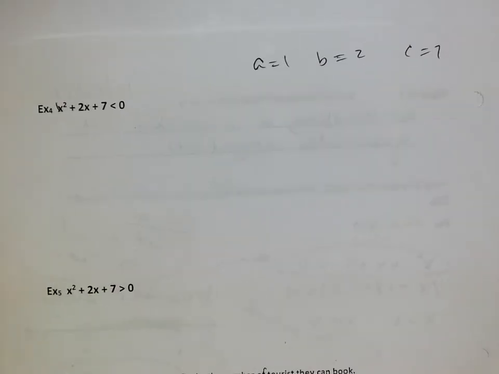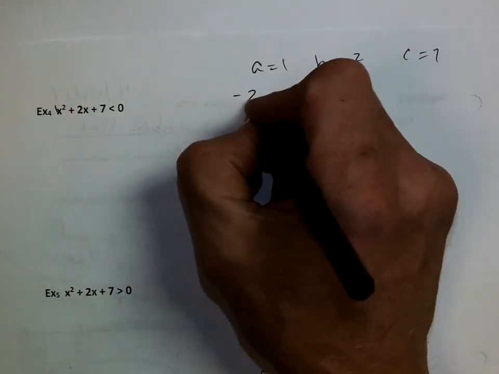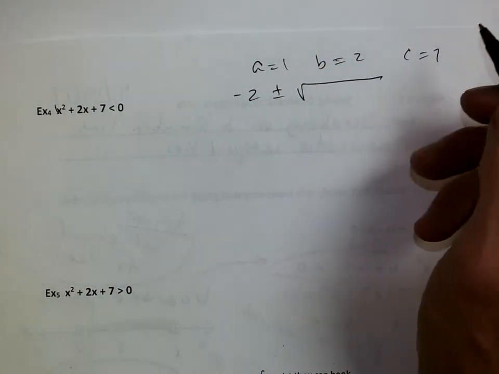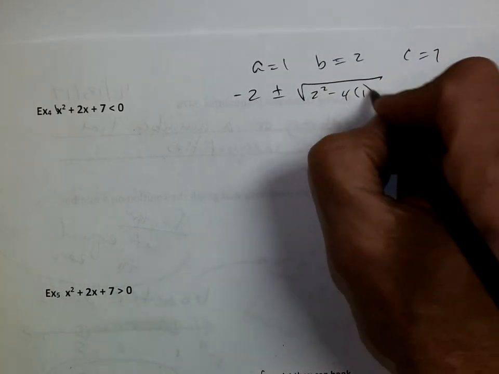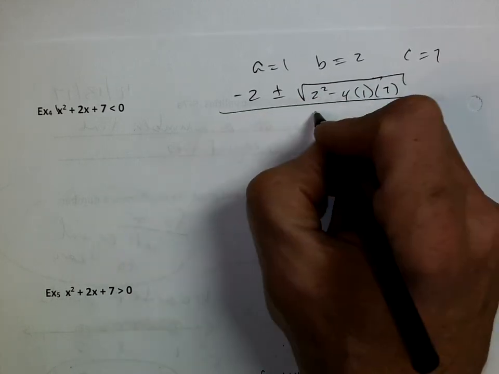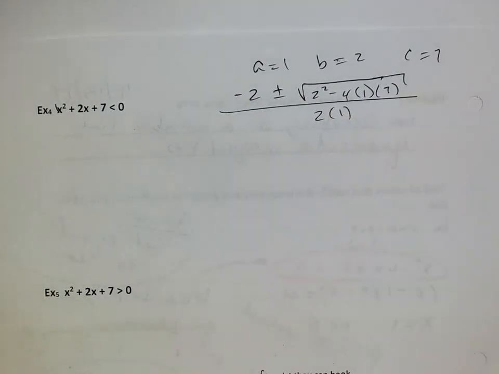All right. So let's go -b plus or minus square root of b squared, which is 2 squared, minus 4 times a times c, all over 2 times a. Quadratic formula, which I should probably put up on the board and leave up there so you guys always have it. Let's put up here: -b plus or minus square root of b squared minus 4ac, all over 2a.